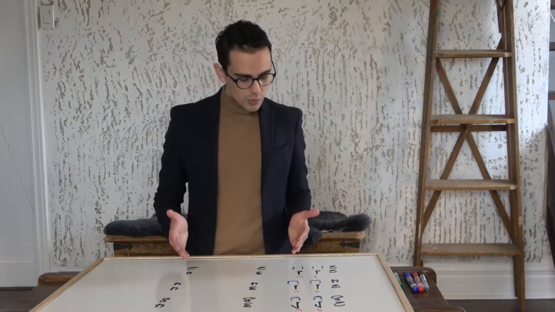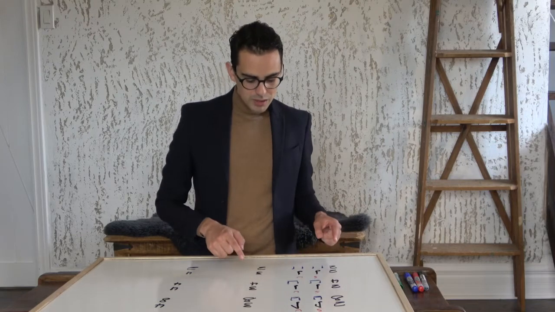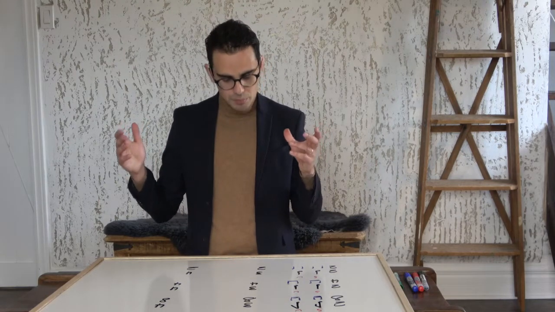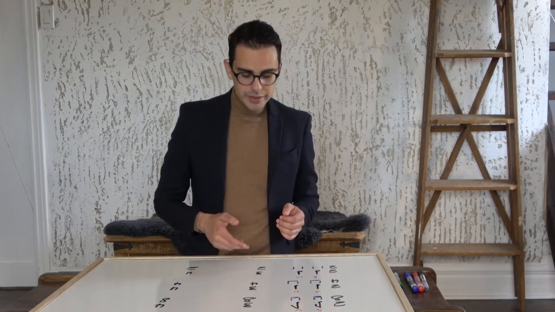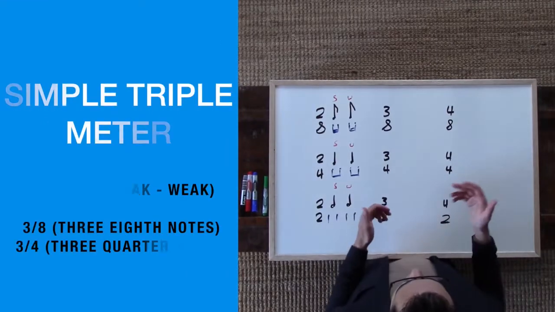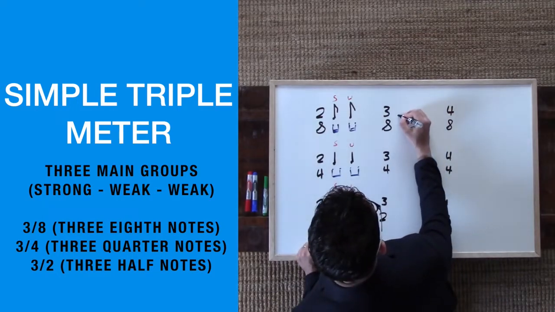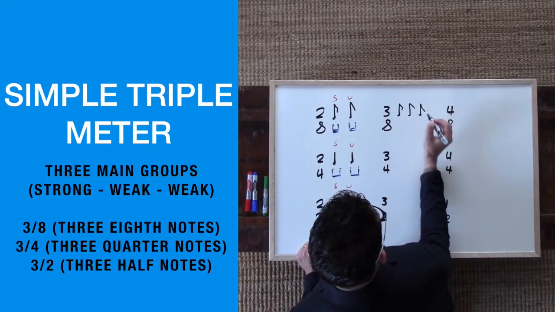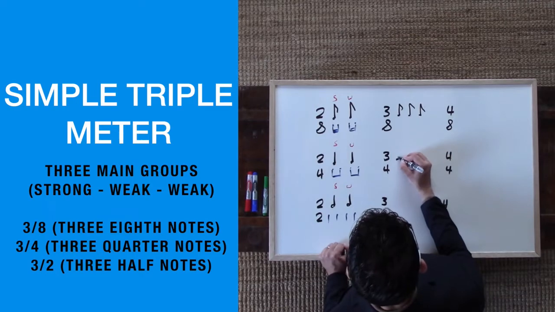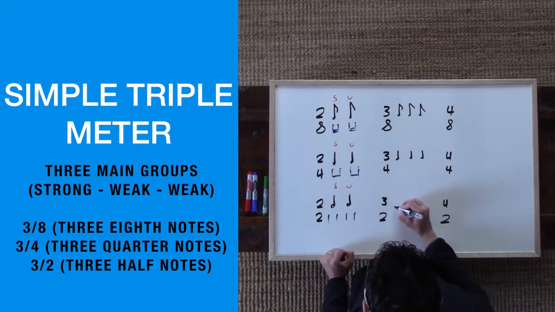Let's move over here to the threes. So we have 3/8 time, 3/4 time, and 3/2 time. So the top numbers mean the same thing, and the bottom numbers mean the same thing. The top number, the 3 in this case, means the amount of beats in a measure, and the bottom note tells us which note is getting the beat. Okay, so 3/8, there are three eighth notes in each bar. 3/4 means that there are three quarter notes in each bar, and 3/2, three half notes in each bar.